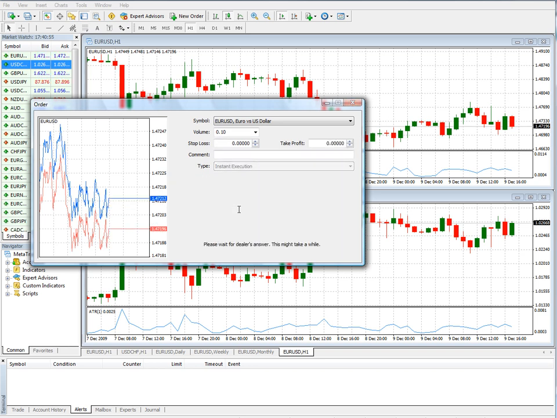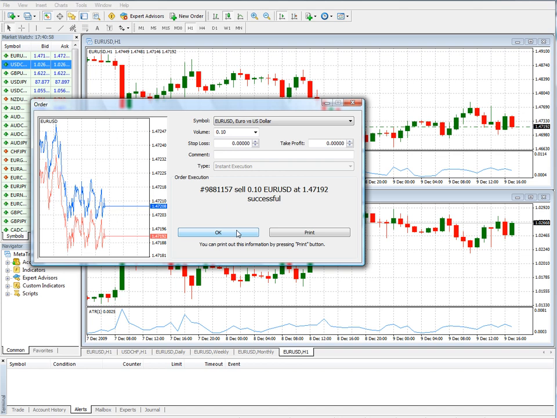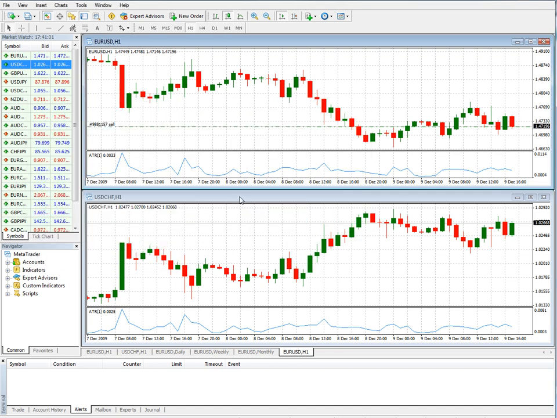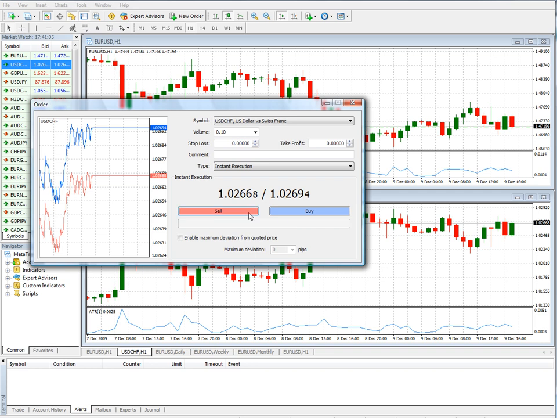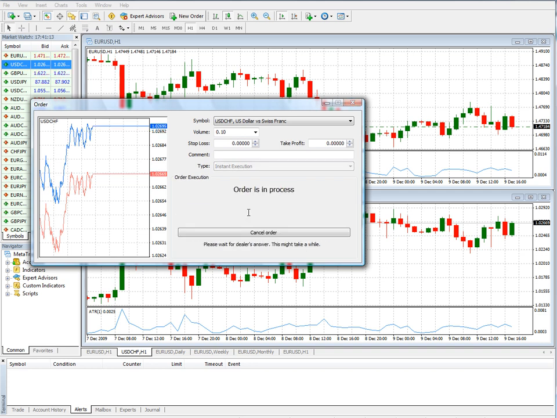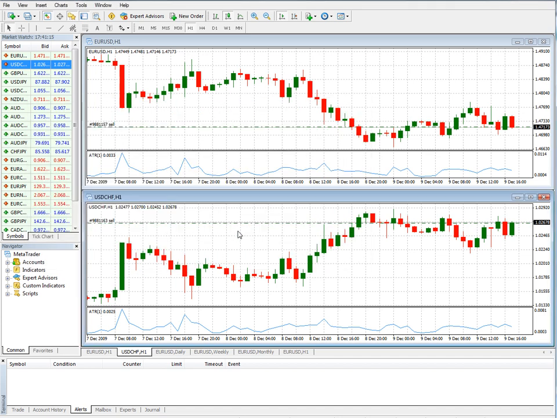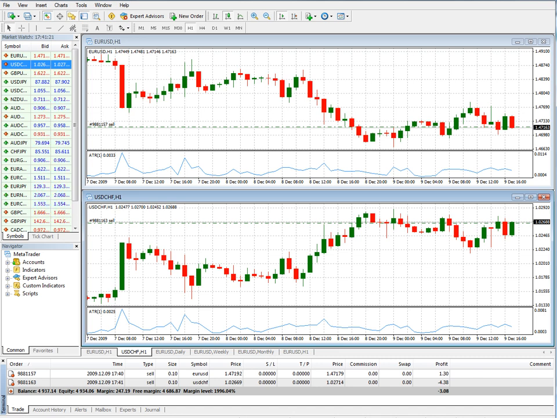So there we go. I've sold that. Now what I'm going to do is I'm going to immediately go down here, and I'm going to sell the US dollar Swiss franc. Okay, so I've sold that. All right, now you can see right here what kinds of things are happening, and you can see things change. Now watch this number here, which is the profit, and watch it very closely how it bounces around.